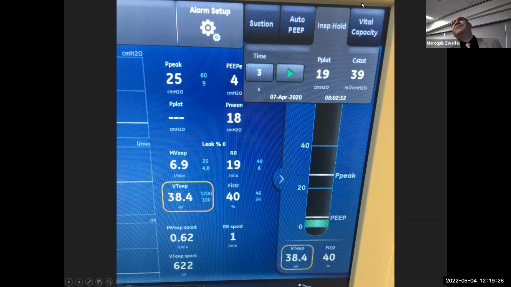Beside that, there is a button called auto PEEP. When you click on that, it will open an arrow, and you push the arrow and it will measure the auto PEEP for you, or the total PEEP and the auto PEEP. So if you are on PEEP of 5 and you measure the intrinsic PEEP and it is 15, 20, then you have auto PEEP. Make sense?